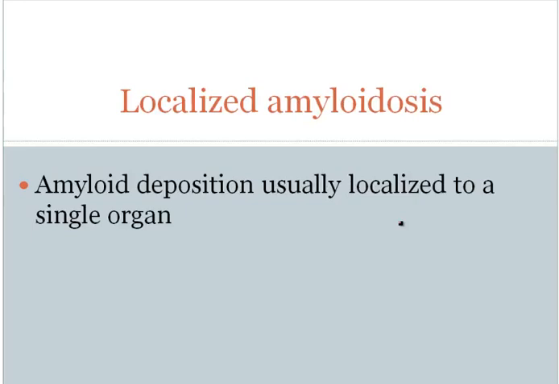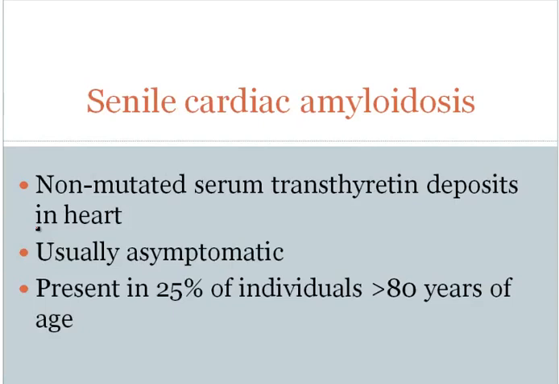Now that was the discussion of systemic amyloidosis, and now I want to talk about localized amyloidosis. In the discussion of localized amyloidosis, the first point here is that the word localized basically refers to the fact that the amyloid deposition is localized to a single organ or a single tissue in the body. The first and classic example of localized amyloidosis is senile cardiac amyloidosis.